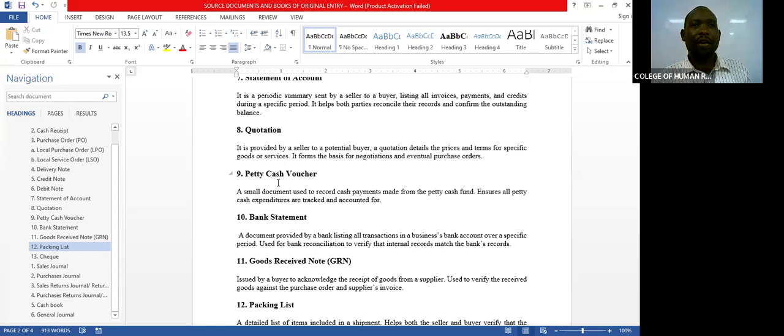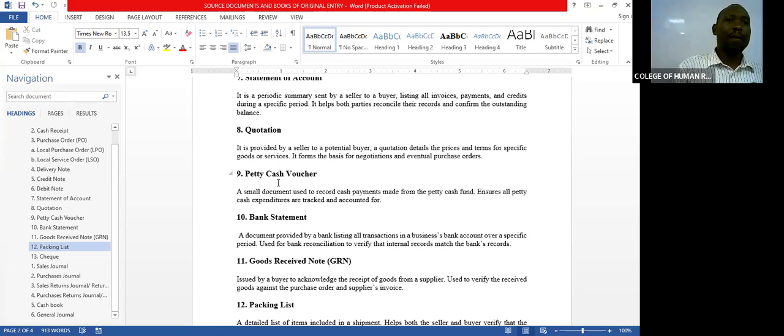If I've given you the 200, then you'll have to sign a voucher for that. To detail that on this date, I gave so and so 200 shillings. The purpose of that was to buy the staff snacks. And then the recipient of the money, the one who was given that money, will have to sign that voucher, and that voucher will be kept as evidence.